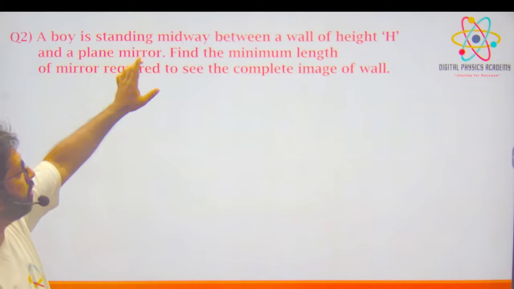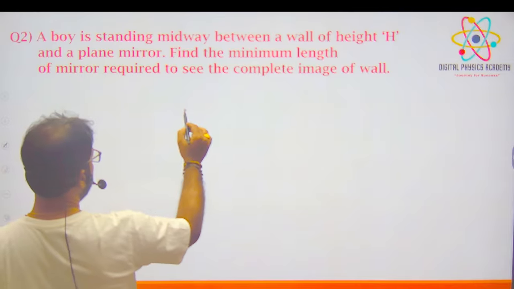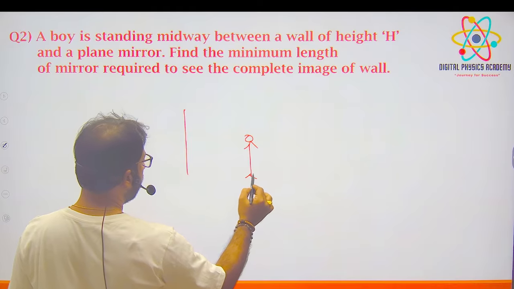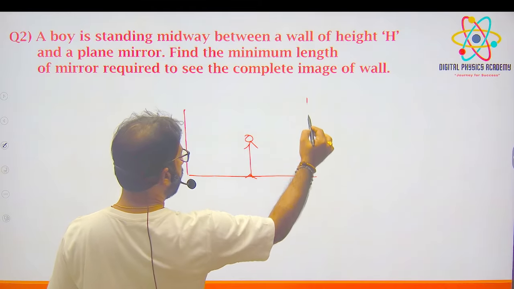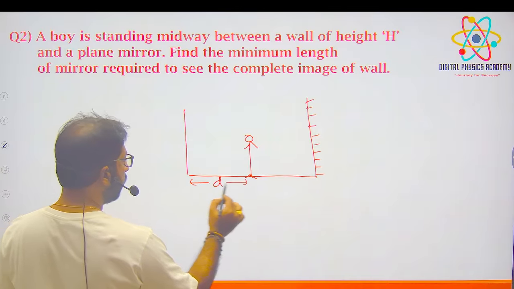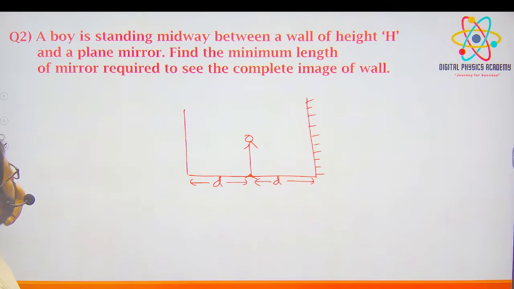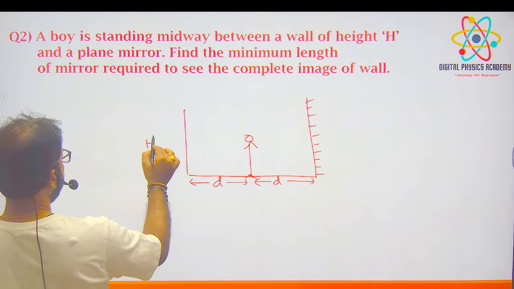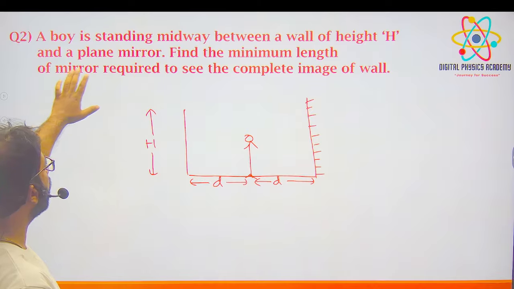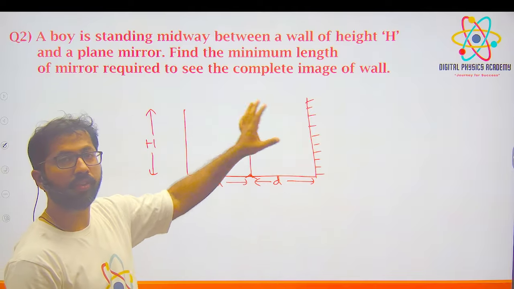A boy is standing midway between a wall of height h and a plane mirror. Okay, so plane mirror is there. The wall is there. The boy is standing exactly midway between the plane mirror and the wall. Midway means distance d, and this is also d. The wall is of height h. Okay, this is a height h, and the plane mirror. Find the minimum length of the mirror required to see the complete image of the wall.